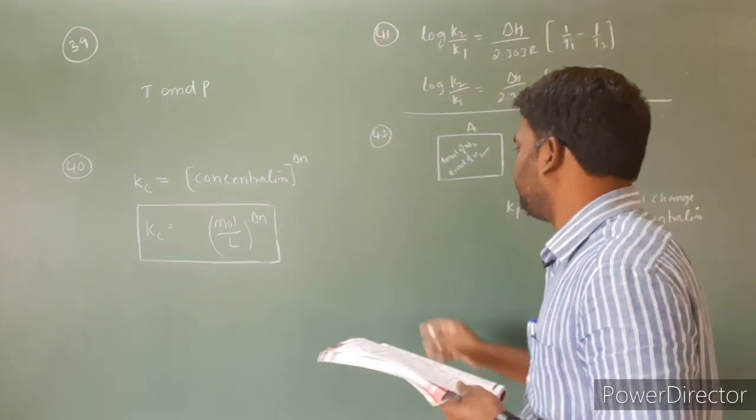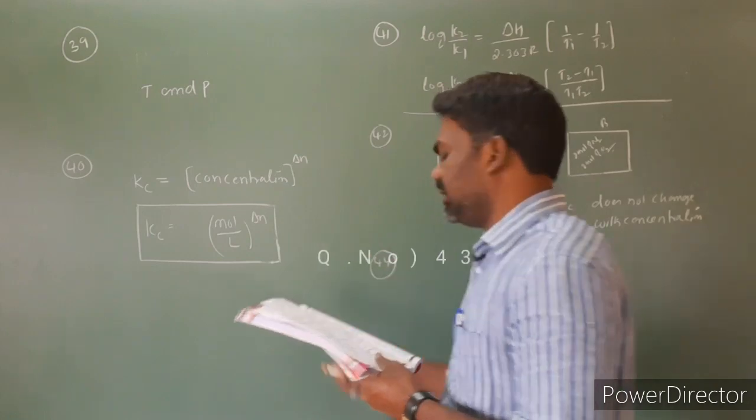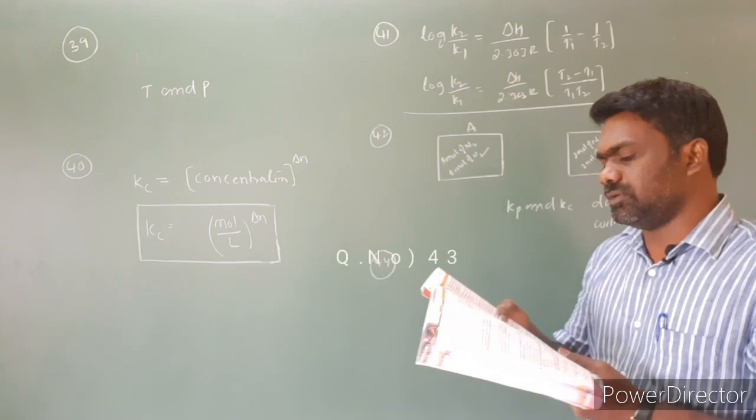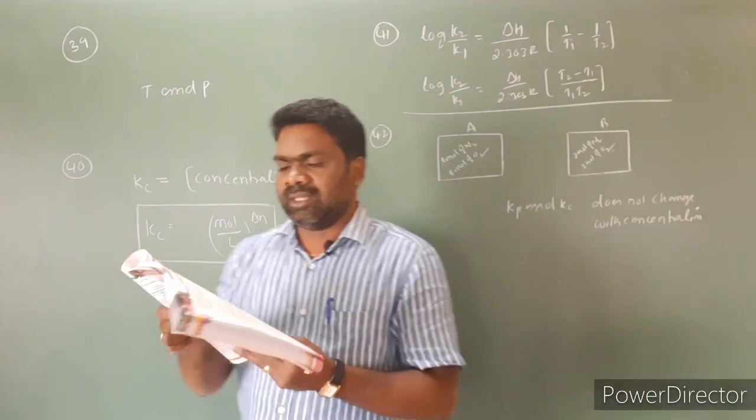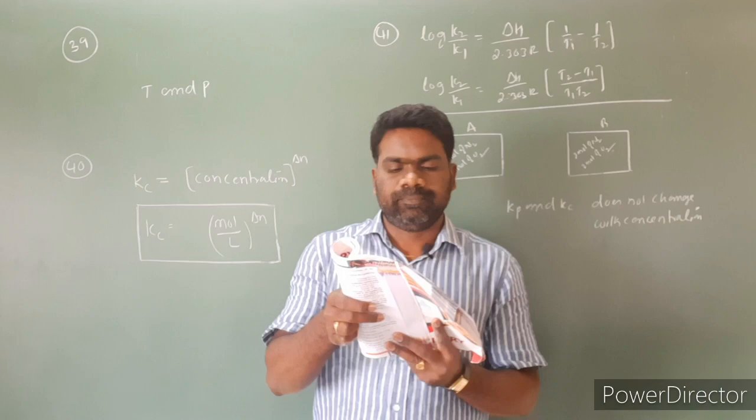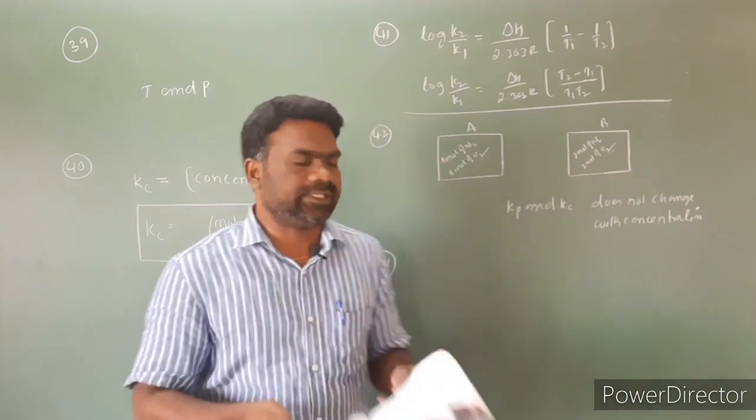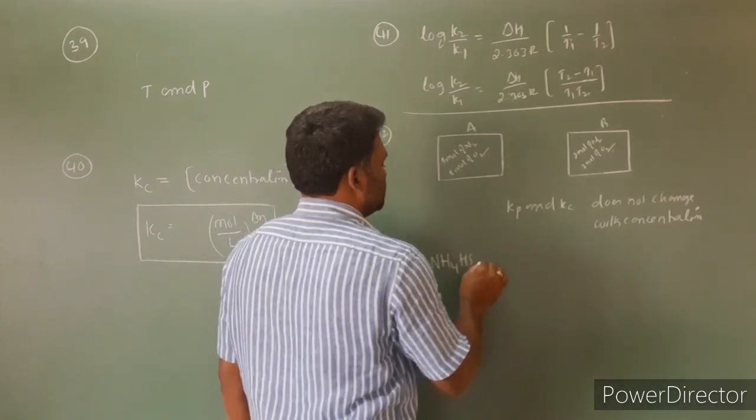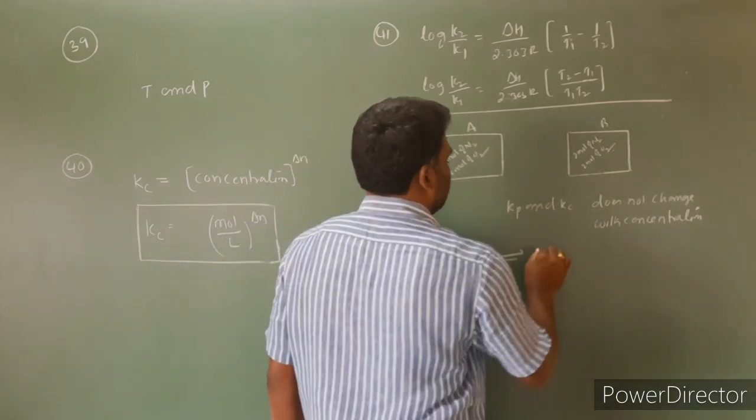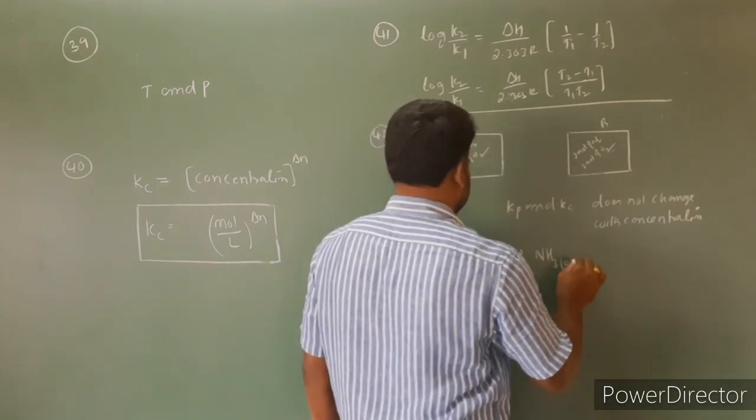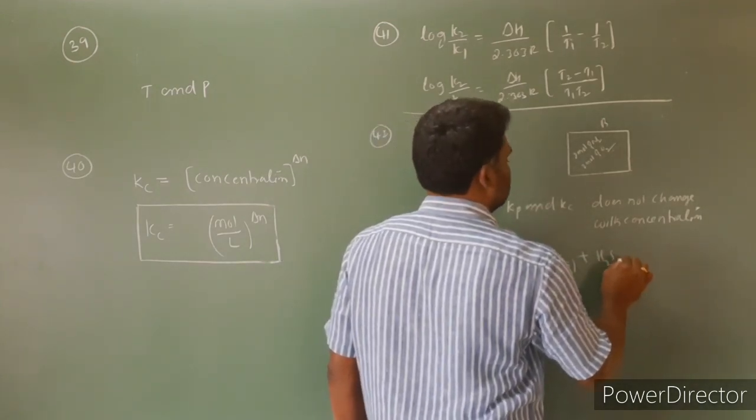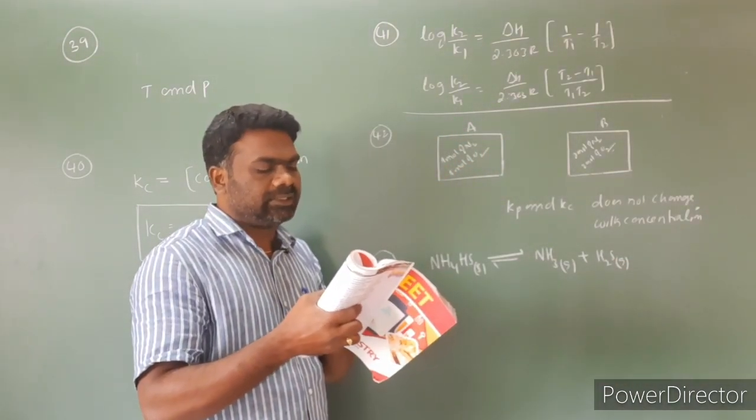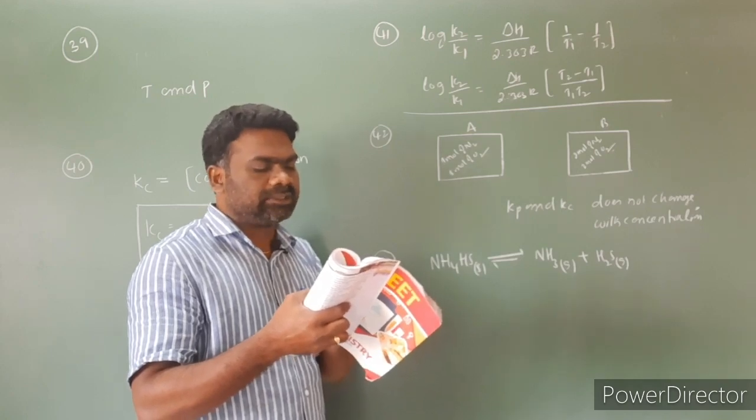Next, question number 44. Look at the question number 44. In the reaction, NH4HS gives rise to NH3 plus H2S, on doubling the concentration of ammonia, the equilibrium concentration of H2S is. So first let us write the equation: NH4HS solid gives rise to NH3 gas plus H2S gas. Next, the data given is on doubling the concentration of ammonia, the equilibrium concentration of H2S.